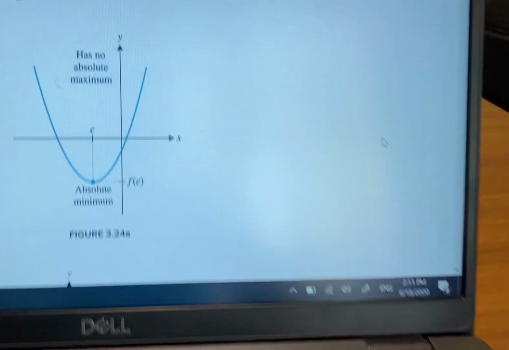Now this is what it means. My question is, let's look at some examples of functions to see what happens. Look at this basic function.